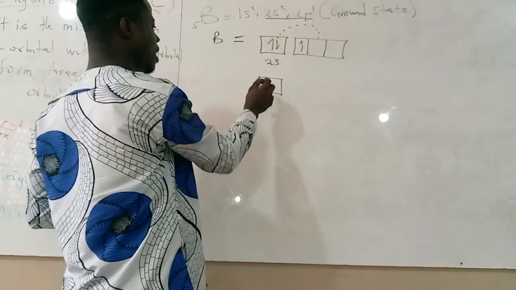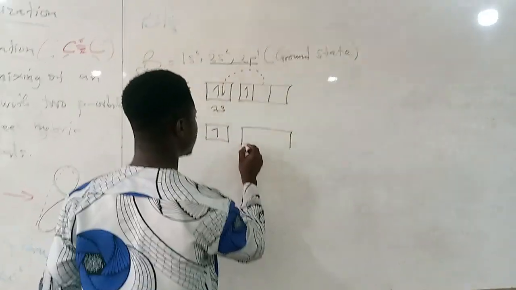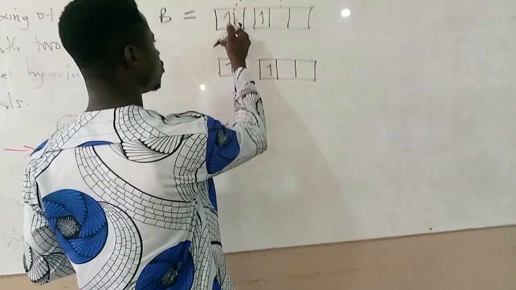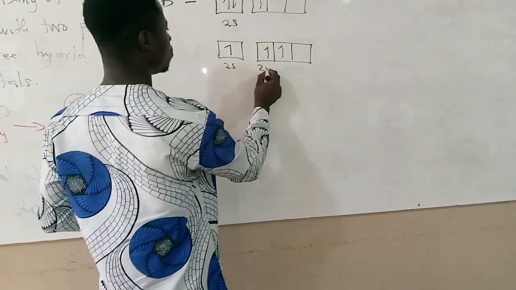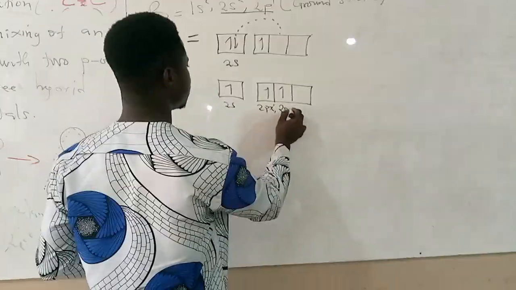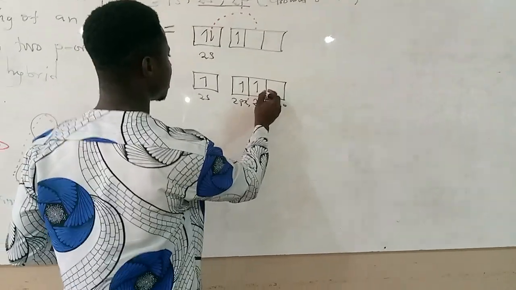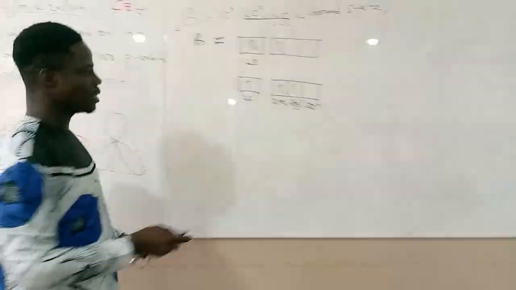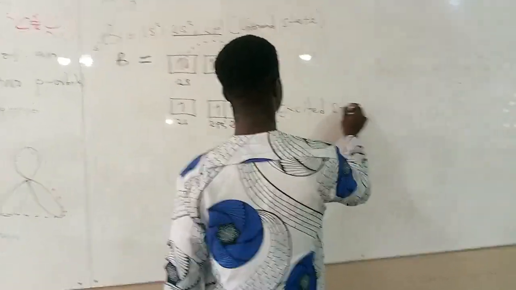We have promoted one, so we are left with only 1 electron in the 2s. And this is our p orbital. This one is already here, and this is what we have promoted, so it will come here like this. So we have 2s1, 2px1, 2py1, and then 2pz0, which is an empty orbital. This is what we call the excited state configuration.